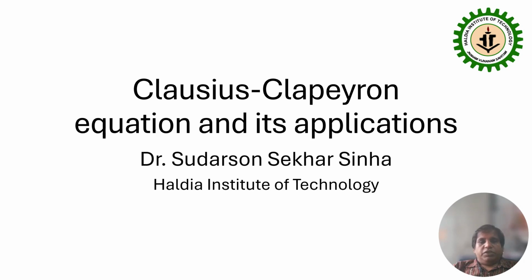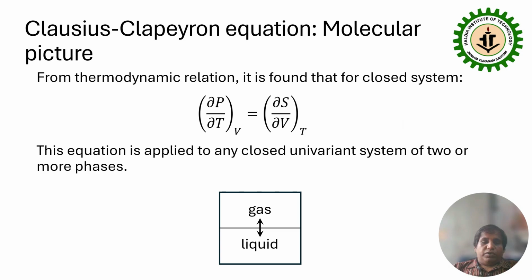In this part of the video lecture, we will discuss the Clausius-Clapeyron equation in thermodynamics. The Clausius-Clapeyron equation is very important for different types of single-component or multi-component systems where the pressure, temperature, entropy and volume are related.